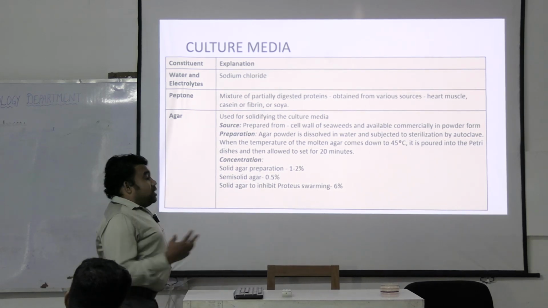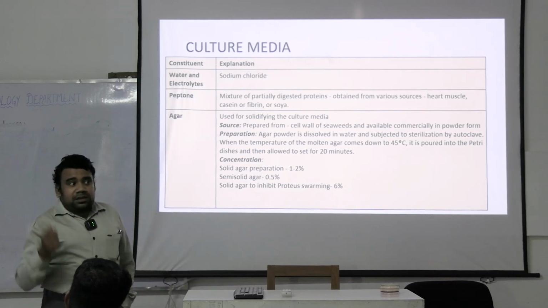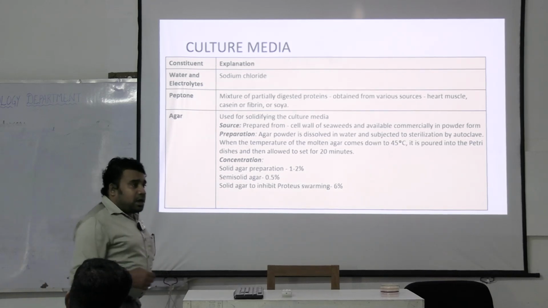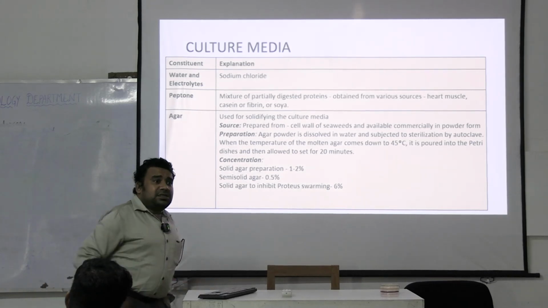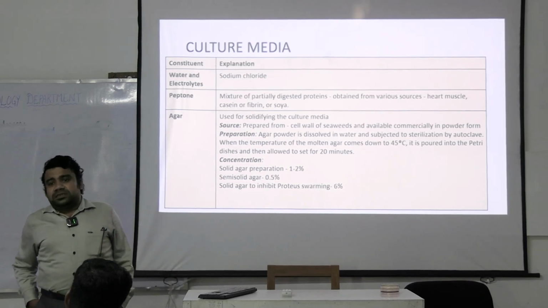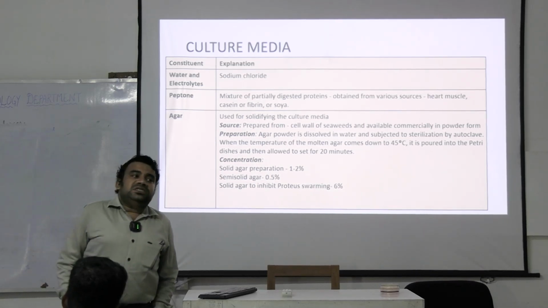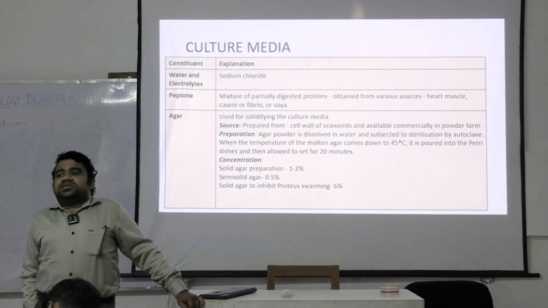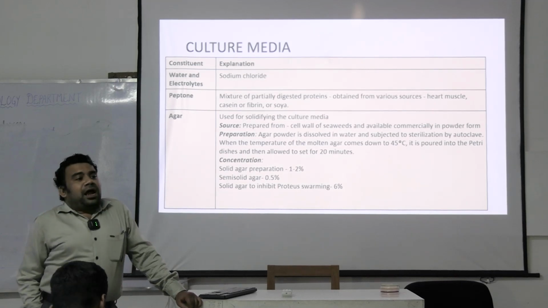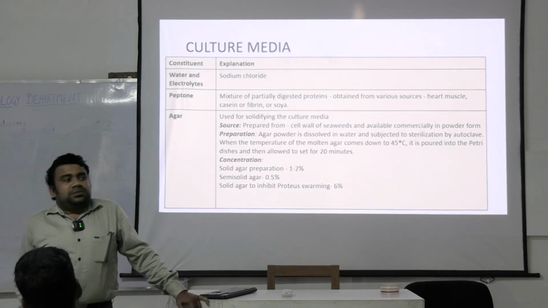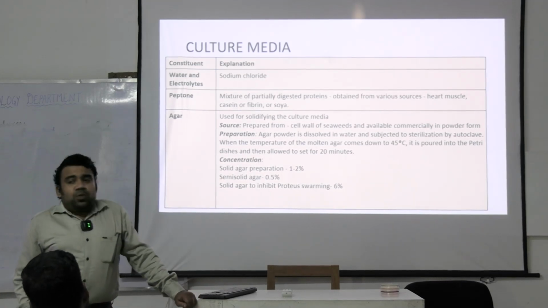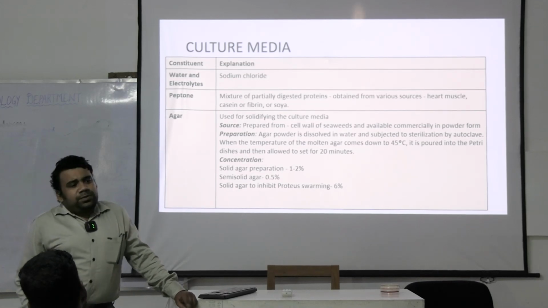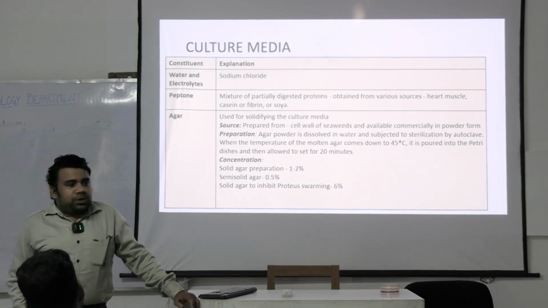Now, to make it solid or liquid, we need to add another thing, what is known as agar agar. What is agar agar? It's a seaweed which has a long chain polysaccharide. Now, this long chain polysaccharide at room temperature becomes solid, but when it is heated to about 50-55 degrees centigrade, it melts to become a liquid.